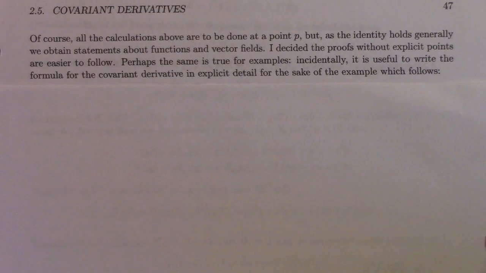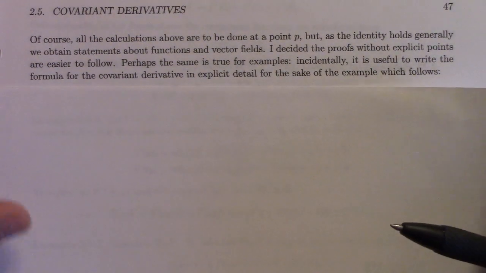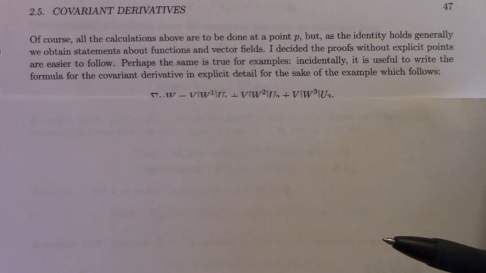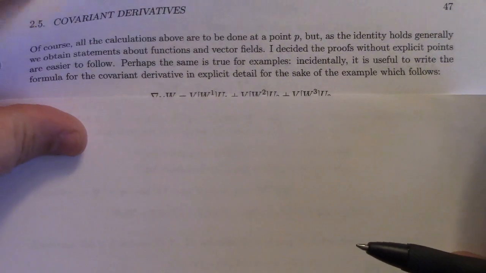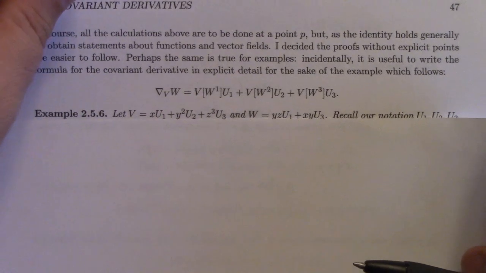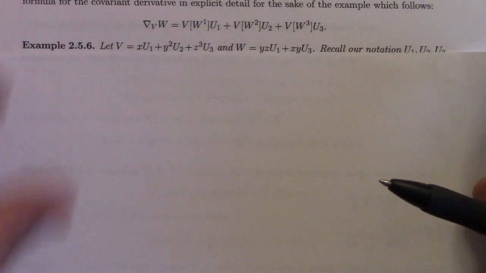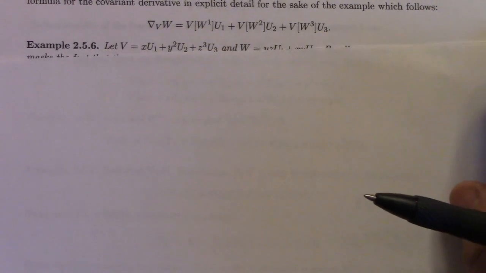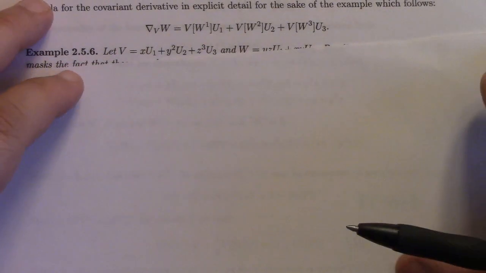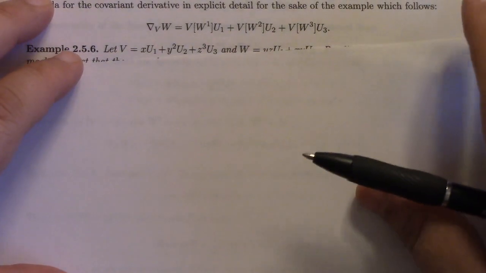I think you've seen from the homework that sometimes it's actually much trickier to work at a point in practice than it is to work with functions. It's funny how that is. But in any event, here is a nice formula for the covariant derivative that we can use in practice to actually work examples out. The covariant derivative of W.